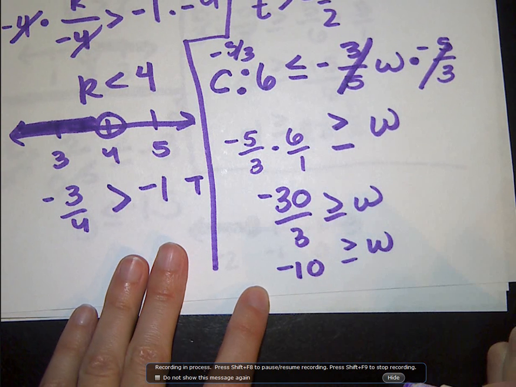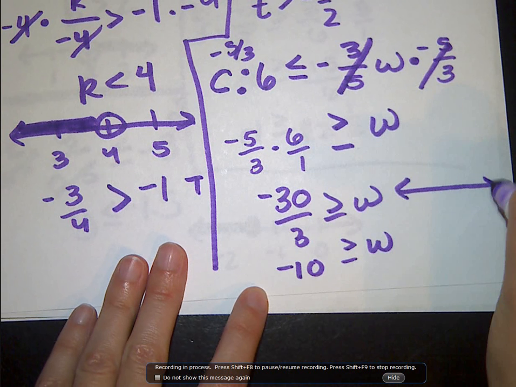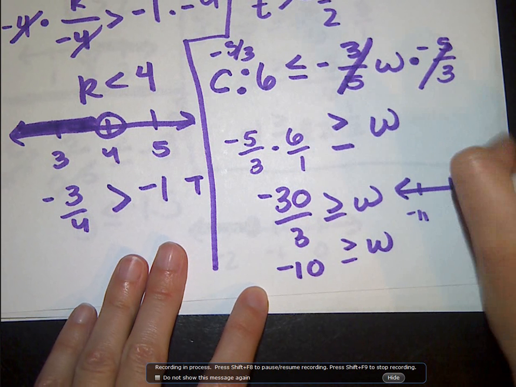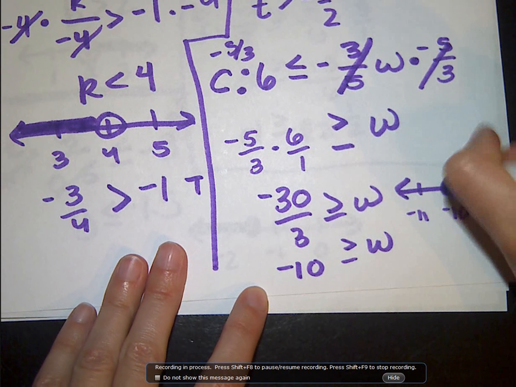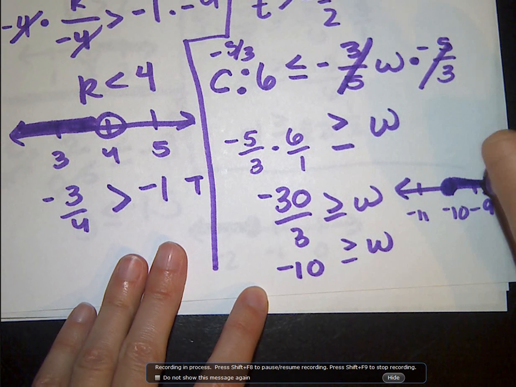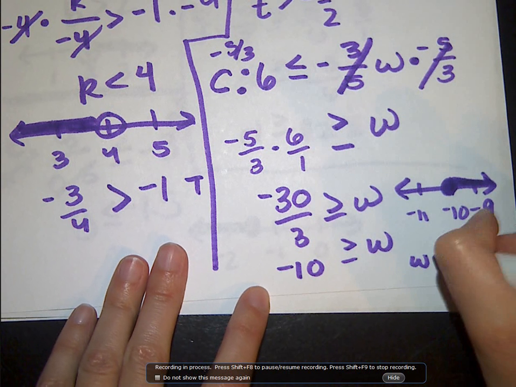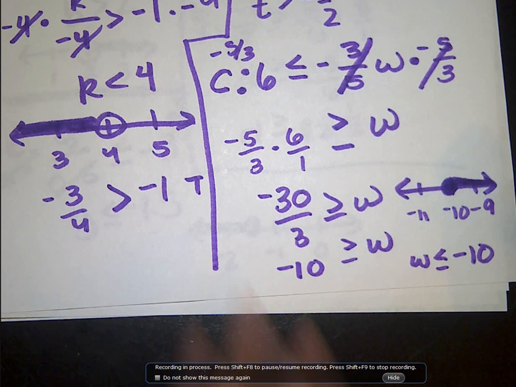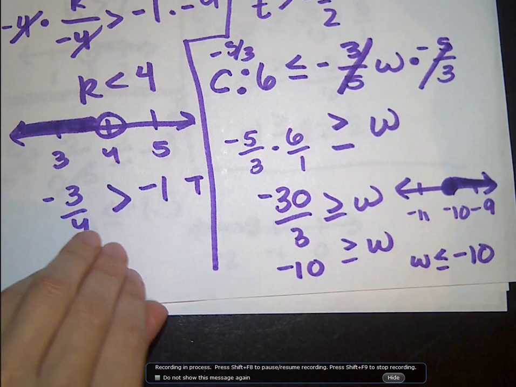And there's our answer. So on a number line, just to talk about this again, if I have negative 11, negative 10, negative 9, this would have been a closed circle, and it's w is less than, so you should have gone to the right. And it's always a good idea to rewrite it so that the variable is leading. Okay, so that was on those ones. We were multiplying or dividing by negative.